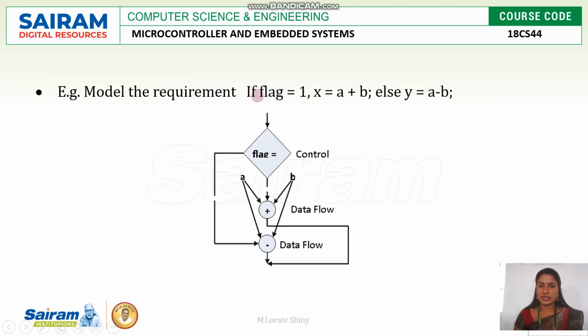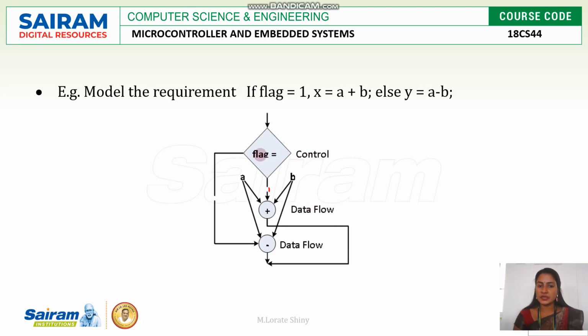One requirement is given here: if flag is 1, x is equal to a plus b, else y is equal to a minus b. So flag is taken here. If flag is 1, then we have to go for the addition operation. For the addition operation, the inputs are a and b. So a and b are added here, and the node is a data flow node. This diamond block is the control node.